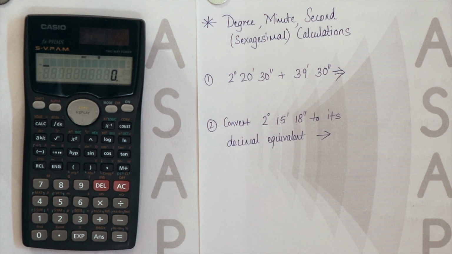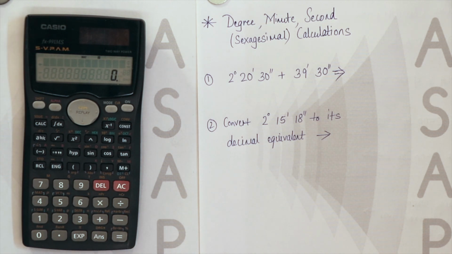Hello everyone. Today we are having a video on degree, minute, second, that is sexagesimal calculations on Casio 991 MS calculator. The similar steps can be followed on 100 MS, 115 MS and 570 MS.